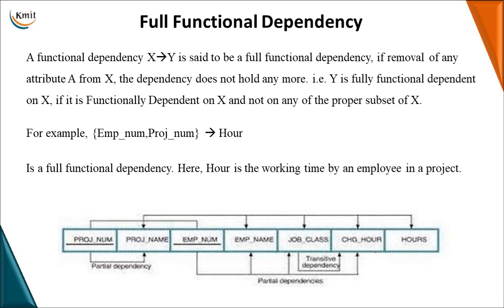Even if I remove one attribute from this, then I cannot define hours, because if you just say project number and hours, you don't know who has worked for that many hours on that project. If you remove project number from that, you don't know which project the employee has worked those hours on. So if at all, removal of any attribute A from X means the dependency does not hold anymore, then you call it fully functionally dependent.